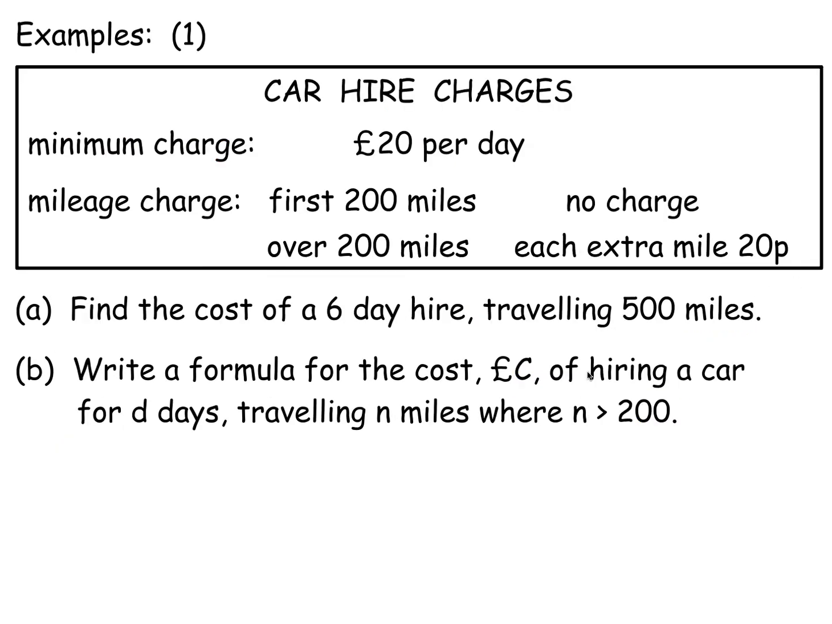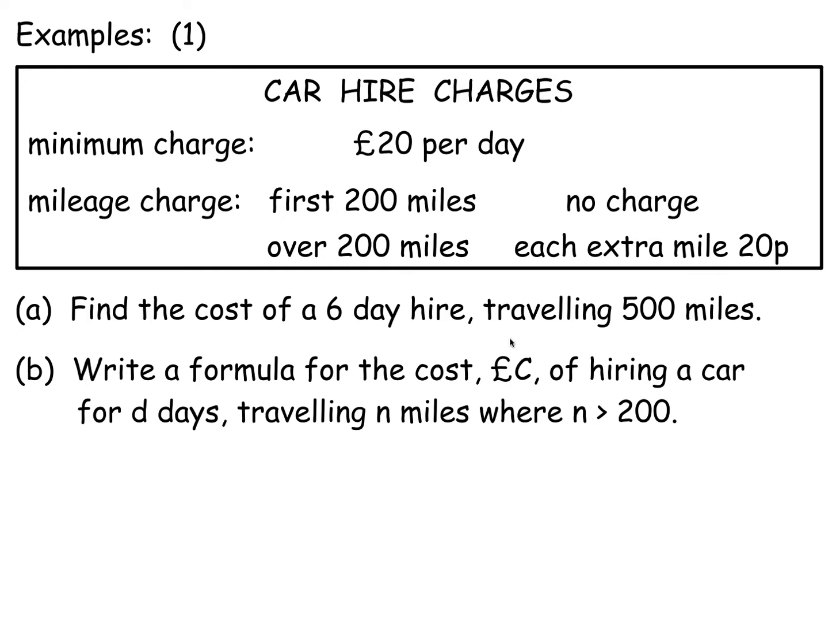So here's an example with car hire charges £20 a day. If you go over 200 miles you pay an extra 20 pence per mile. So it's a 6-day hire, 6 lots of £20. You're travelling 500 miles, that's 300 miles extra. 500 minus that 200, 300 miles extra at 20 pence a mile. So 300 miles at 20 pence a mile.